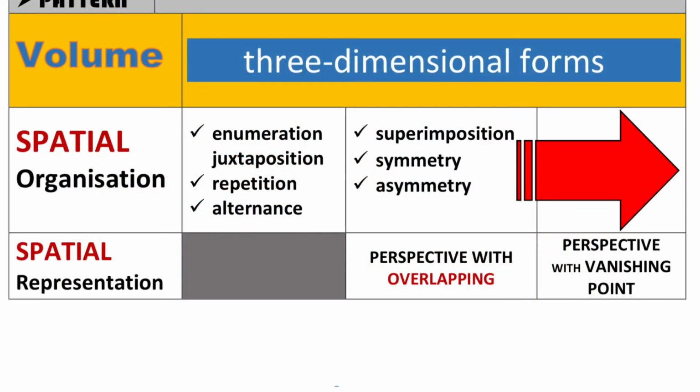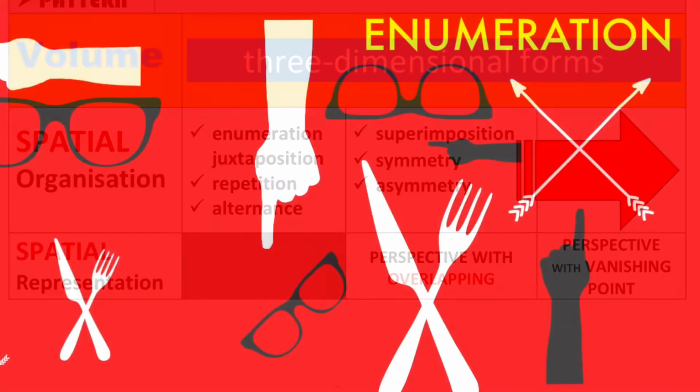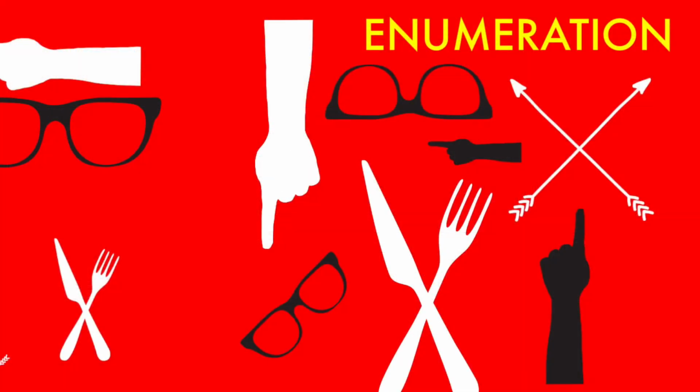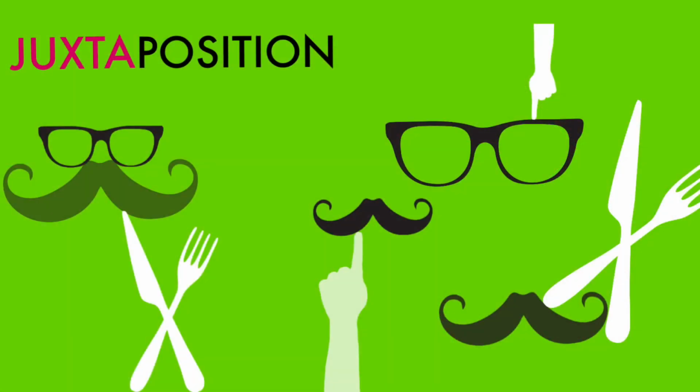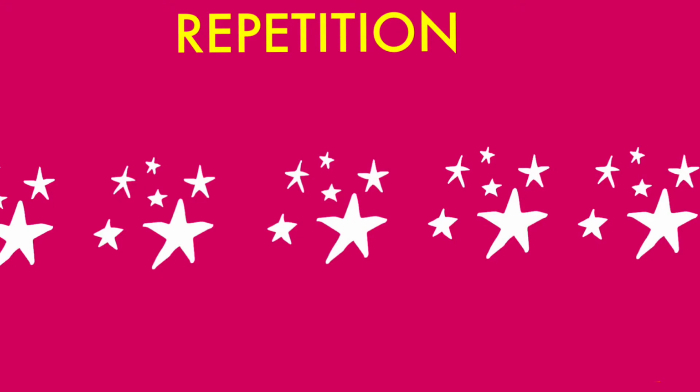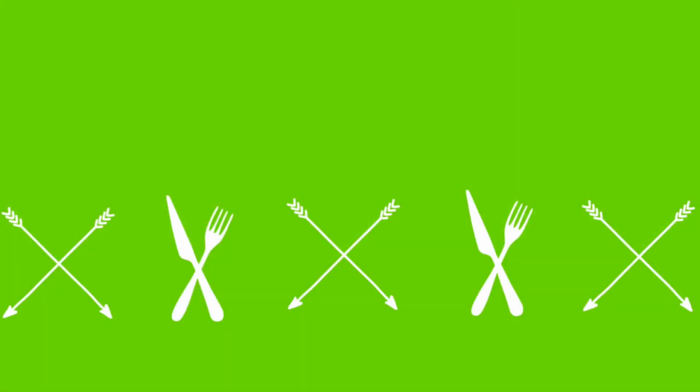Next on our very busy agenda is spatial organization of a work of art. In cycle 1, we study enumeration, which is laying out different graphics on a page without having them touch. Juxtaposition, laying out different graphics on a page by having them touch. Repetition, turning the graphics into a repetitive pattern. And we have alternance, when different forms repeat themselves in turn.